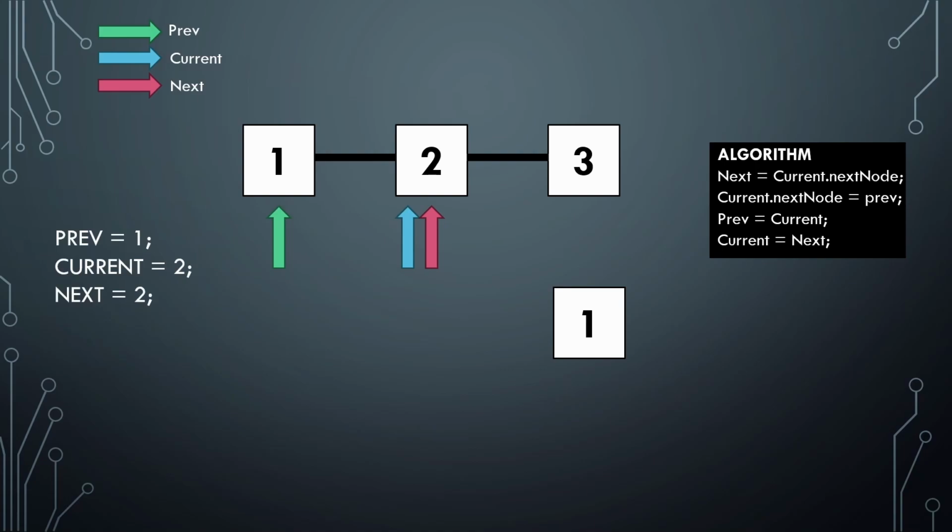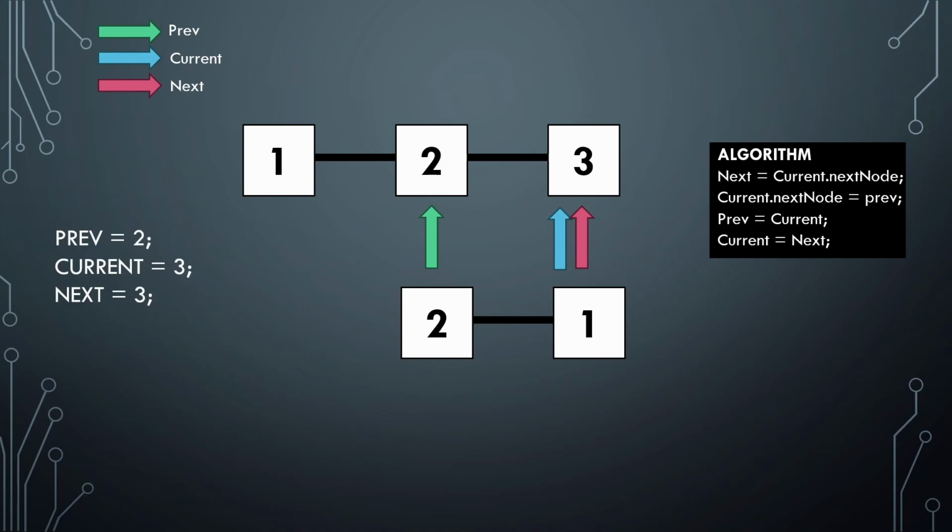At the second iteration, next will be equal to 3. We will put inside the next of current the value of previous. Current now is 2. We are saying here that the next of 2 will be 1, and you can slowly see that the linked list is being reversed. Then previous will be equal to current, and current will be equal to next.